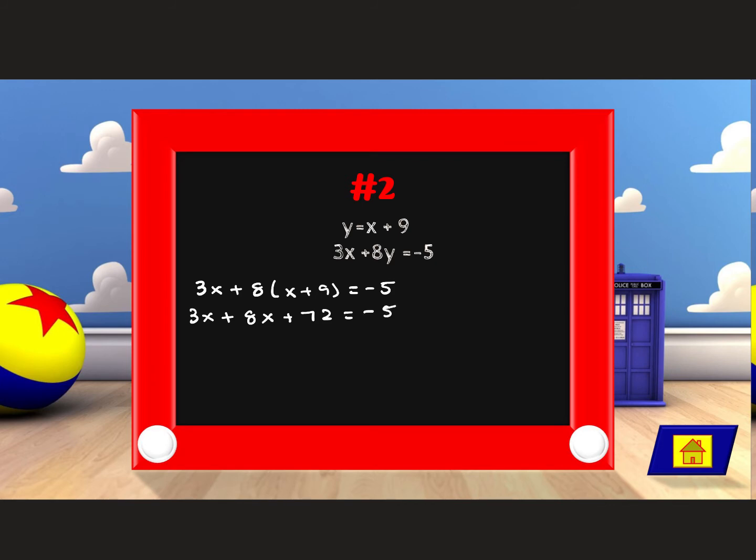That is equal to negative 5. I have 3x plus 8x, which is going to give me 11x plus 72 is equal to negative 5. Now I'm going to subtract 72 from both sides.